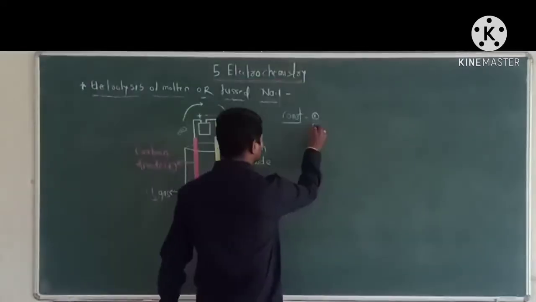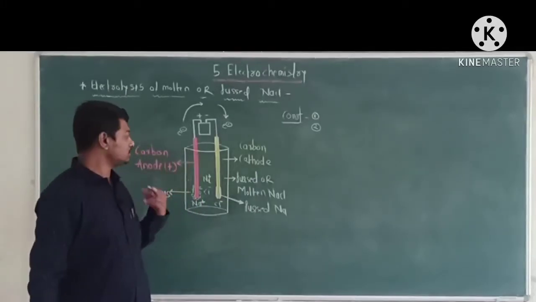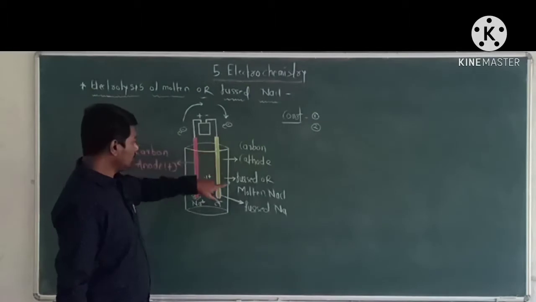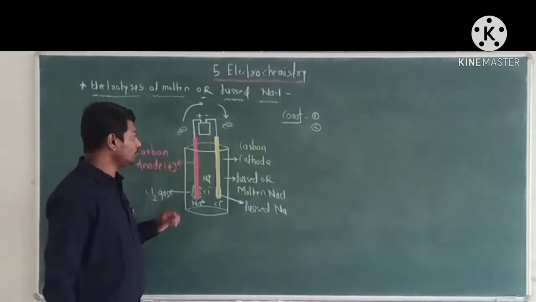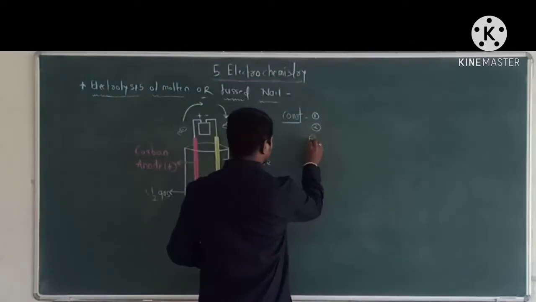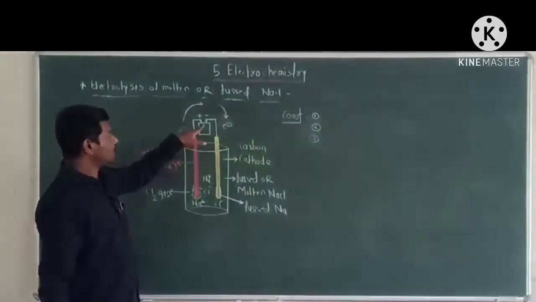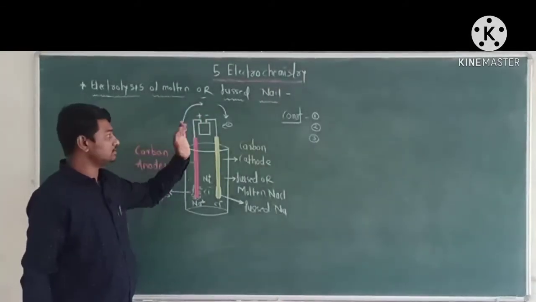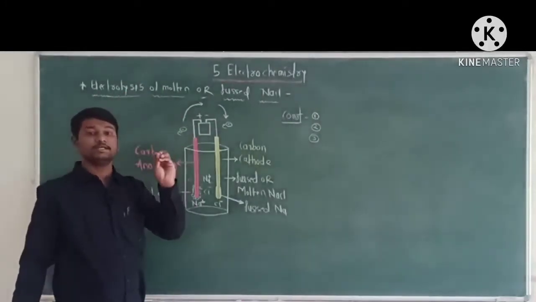Second point, the two graphite electrodes, which are also called carbon electrodes, which are dipped into the fused or molten NaCl. Third, these two electrodes are connected to an external current source through a wire. This is the construction of electrolysis of molten or fused NaCl.